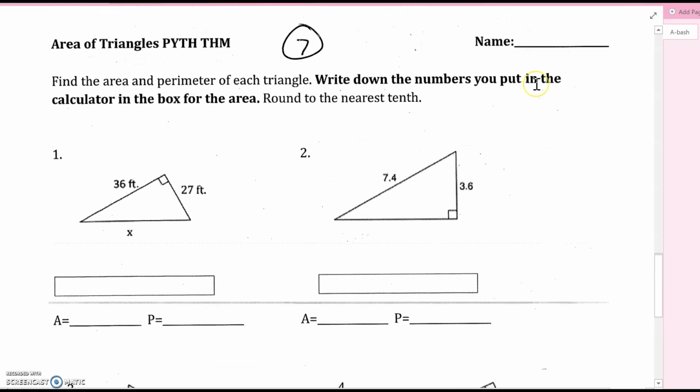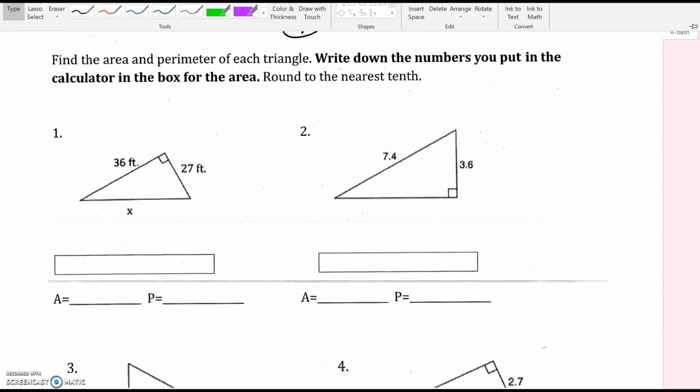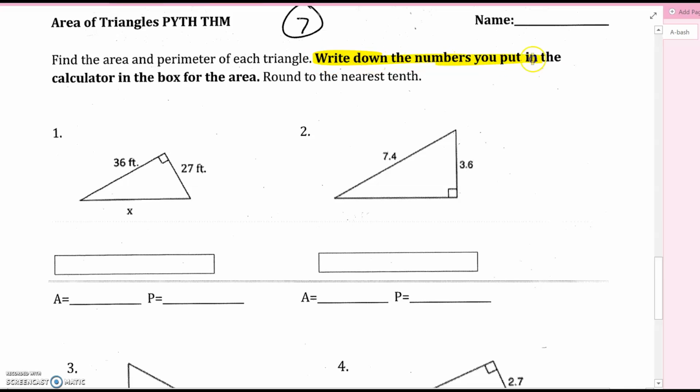This one here, find the area and the perimeter. Write down the numbers you put in your calculator. So for the area, first things first, circle that 90. That gives me my base and the height. So this would be 36 times 27 divided by 2, which would give me 486 feet squared.